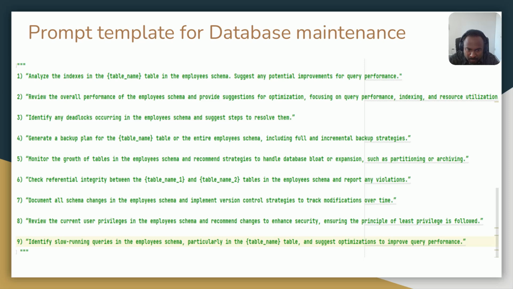generate a backup plan for a particular table or the entire employee schema, either full or incremental backup strategies, monitor the growth of tables in the employee schema and recommend strategies to handle database bloat or expansion, such as partitioning or archiving, check referential integrity between tables in the particular schema and report any violations, document all schema changes in the employee schema and implement version control strategies to track modifications over time, review the current user privileges in the employee schema and recommend changes to enhance security, ensuring the principle of least privilege is followed or not.